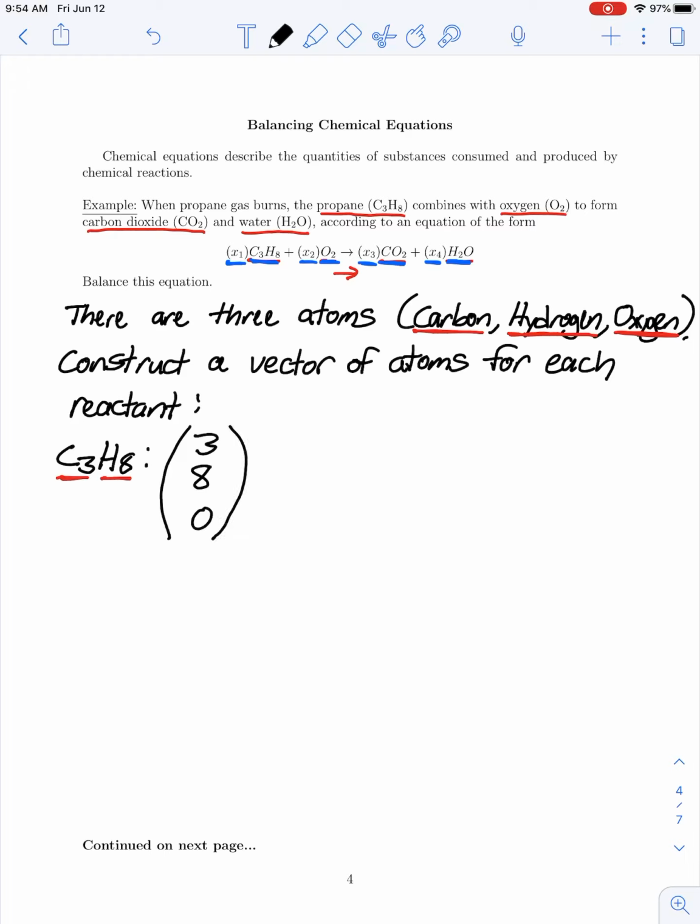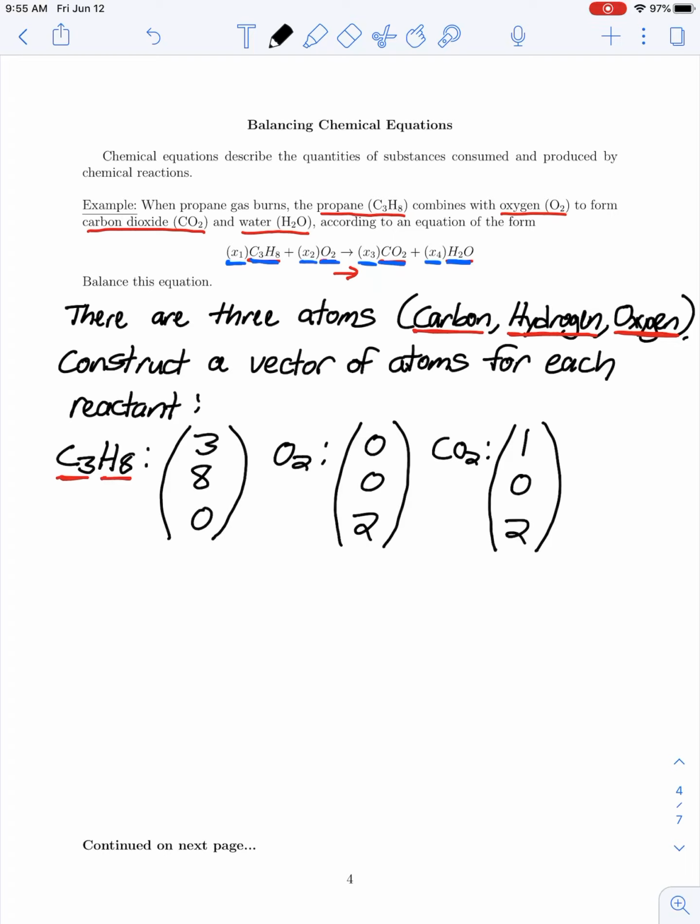Now here there was no oxygen atom present in propane, so we have a 0 entry for that last row in our vector. For our next reactant, oxygen, O2, we had 0 carbon atoms, 0 hydrogen atoms, and 2 oxygen atoms. For the next reactant, carbon dioxide, or CO2, we have 1 carbon atom, 0 hydrogen, and 2 oxygen. And lastly, for water, H2O, we have 0 carbon atoms, 2 hydrogen atoms, and 1 oxygen atom.